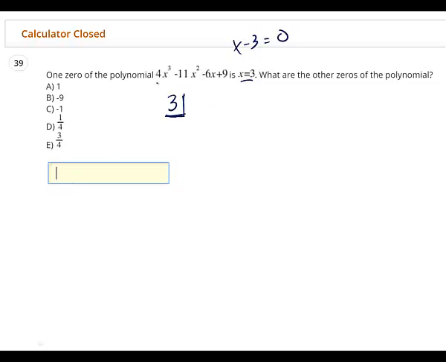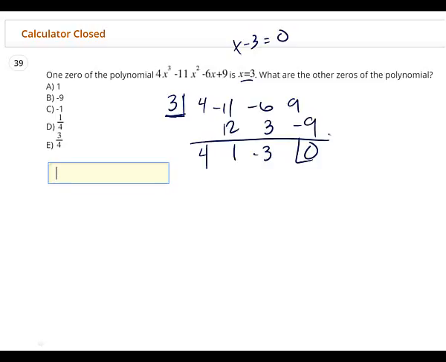All right, what are my coefficients? Good. Nothing missing, so no tricks. We're going to drop the 4. What's 3 times 4? 12. 12 plus -11 is 1. 1 times 3 is 3. Plus -6 is -3. -3 times 3 is -9... Remainder 0, which is what we were looking for, right? So that means this piece here turned out to be 4x squared plus 1x minus 3.